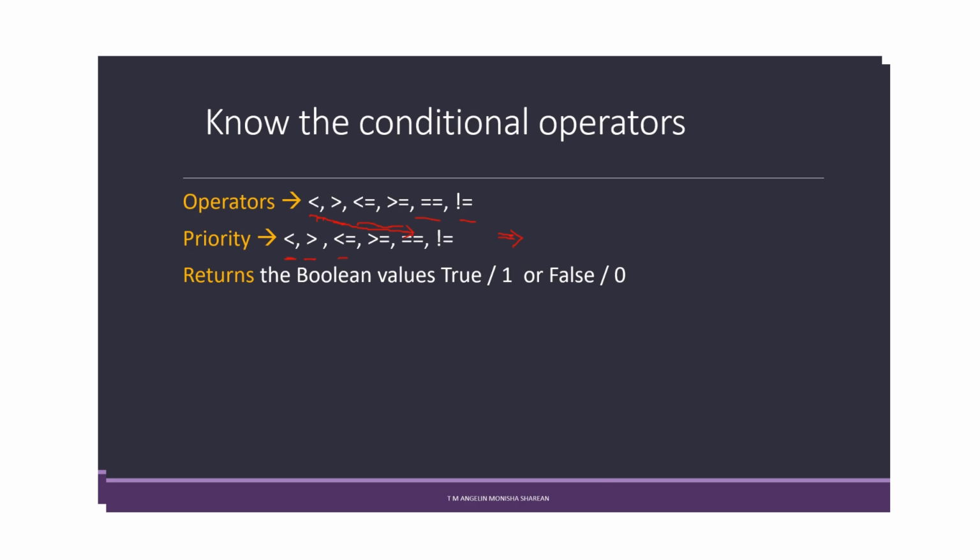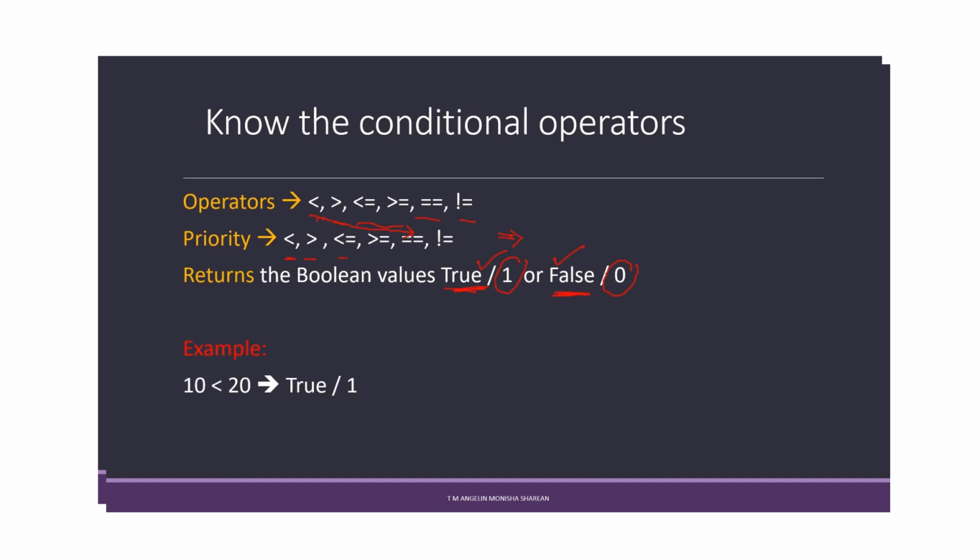What will a conditional expression return after it is executed? It returns the Boolean values true and false. If the condition is a true statement, it returns true as the answer. If it is a false statement, it will give you the answer as false. In Python, we use these Boolean values True and False. While coming to C, C++, Java and a few other languages, true is represented by 1 and false is represented by 0.